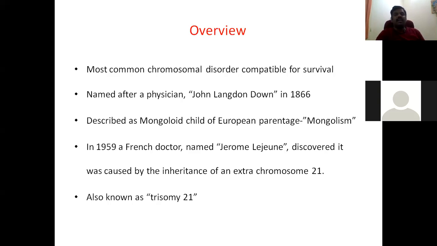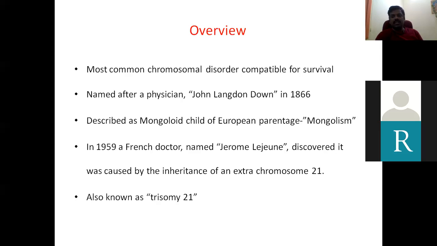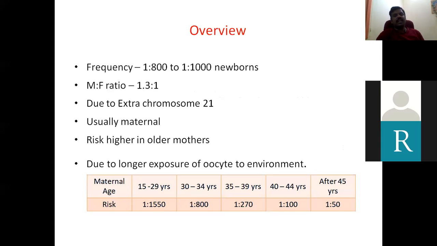Okay, in 1959, after about 90 years, another doctor, Jerome Lejeune, discovered that it is primarily because of the inheritance of an extra chromosome 21. The extra chromosome 21 is the one that results in Down syndrome. That's why we initially call this trisomy 21. The frequency on average is 1 in 1000 newborns. In Asian countries the incidence is a little lower, whereas in foreign countries the incidence is high. It predominantly affects males, with a ratio of 1.3 to 1.